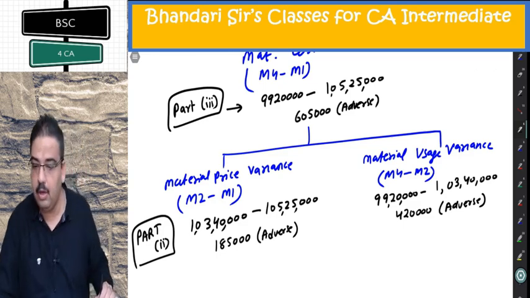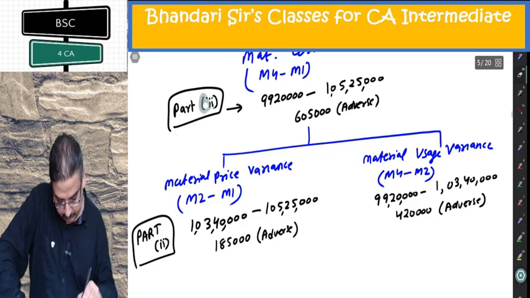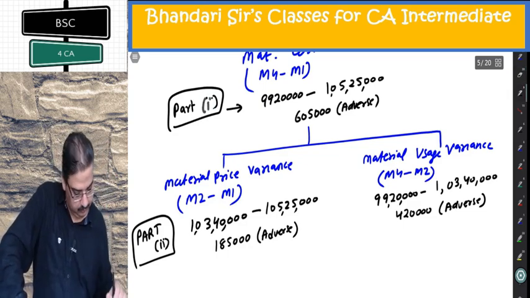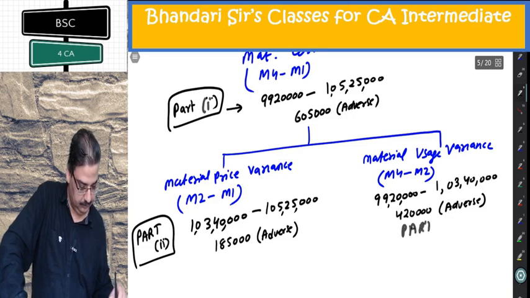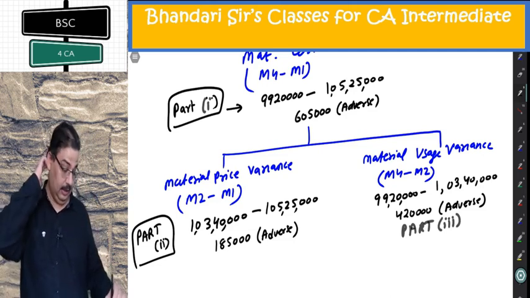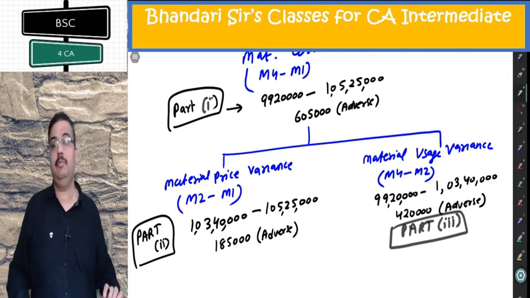This is part 1 rather. No, part 1 was material cost. This is wrong. This was part 1. This is part 3. At third level he asked me the usage variance. Now it is correct answers. I hope this much is clear.